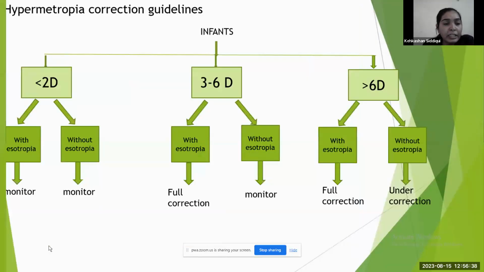For hypermetropia in infants, if the error is less than 2 diopter, we have to monitor it, and if it is more than 2 diopter with esotropia, we have to fully correct it. For the refractive error 3 to 6 diopter without esotropia, we have to monitor it, and for more than 6 diopter without esotropia, we have to undercorrect it. We have to leave some amount of the refractive error that will act as a stimulus for the emmetropization.